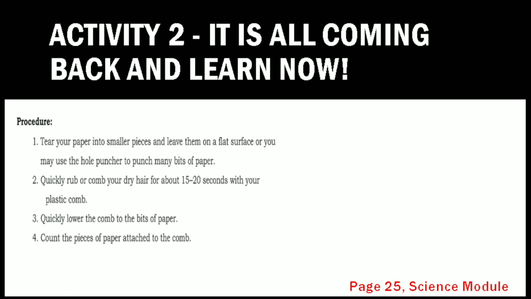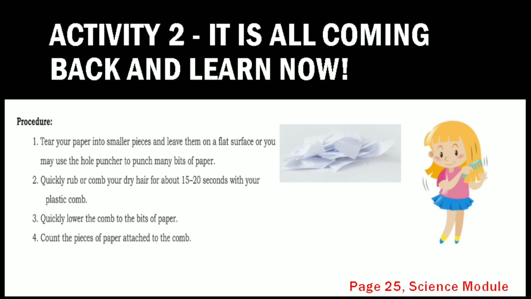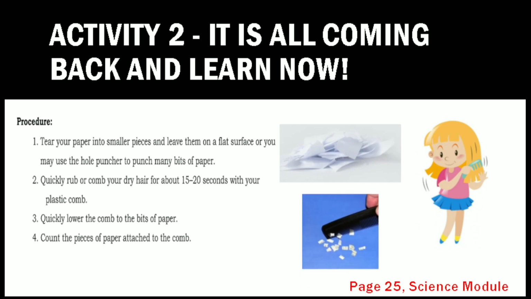So number 1, tear your paper into smaller pieces and leave them on a flat surface, or you may use the hole puncher to punch many bits of paper. Tiny papers. Next, for number 2, quickly rub or comb your dry hair for about 15-20 seconds with your plastic comb. Next, quickly lower the comb to the bits of paper. Observe what happened to the pieces of paper. And then number 4, count the pieces of paper attached to the comb.